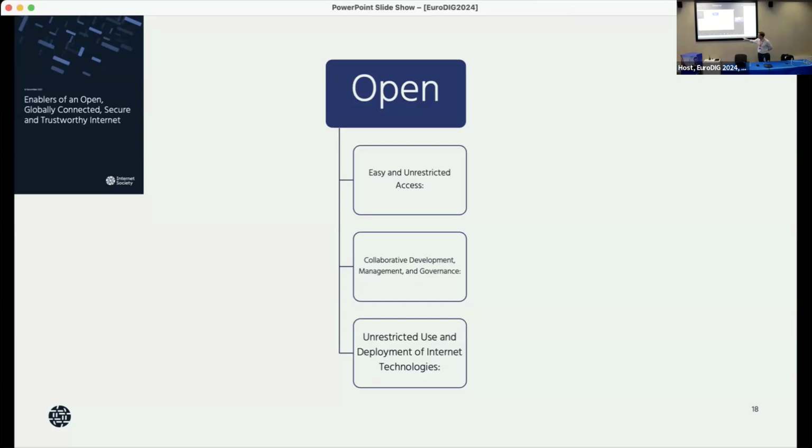Third here, unrestricted use and deployment of internet technologies. Basically, as we talked about, not only for the networking technologies for the internet should you be able to do this, but also for applications on the internet, you should be able to mix and match things. For instance, things like the use of open standards for applications, open source for applications. Those are all things that help create a more open internet experience.